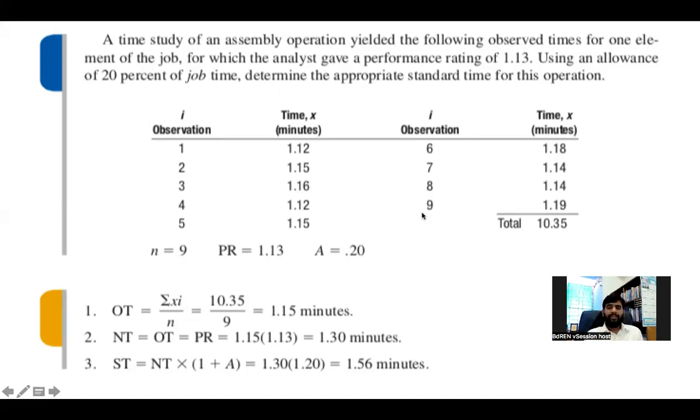Here n is 9. Nine times you have to observe to know the observed time. And what is observed time? Observed time means the sum of the time divided by the number of trials. The sum of the 9 trials is 10.35. 10.35 is divided by 9, and the observed time is 1.15. What is the observed time? 1.15.